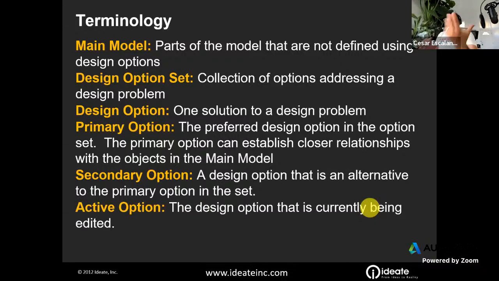And then when we are modeling, we have now to be aware of what is the active option and what is the main model. Because as you start adding geometry, you have to choose. Do you want to add elements to the main model, or do you want to add elements to an active option? And so you're going to see how the active option is now one of the elements of the user interface that get activated after we start design option.